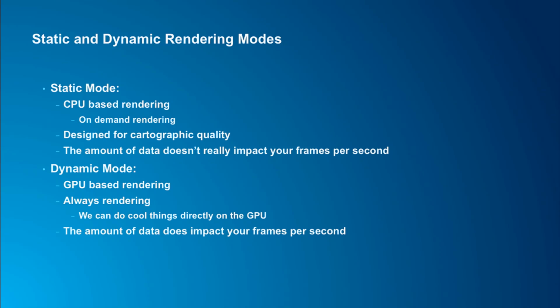Whereas dynamic mode, that's all GPU based. You could think of it as in dynamic mode, we're always rendering that data. Every frame you're rendering that data. So this is really cool because you could do cool things on the GPU like moving points around, or when you rotate your map, your labels or your symbols stay screen aligned because it's just always rendering.